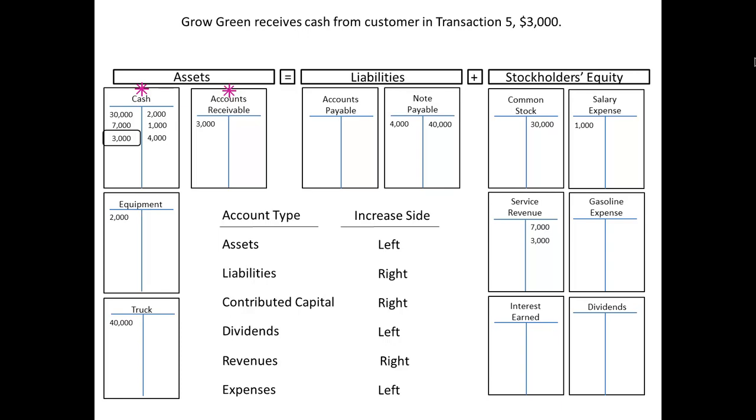Now for accounts receivable. What type of account is accounts receivable? Asset. What's the increased side for an asset? Left. Did the transaction cause accounts receivable to increase or decrease? Decrease, since Grow Green's right to receive decreases when Grow Green receives the actual cash. Since accounts receivable decreased, we'll record the $3,000 on the opposite of the increased side, so on the right side of the accounts receivable page. We have $3,000 on the left of the cash page, $3,000 on the right of the accounts receivable page. The equation is in balance.